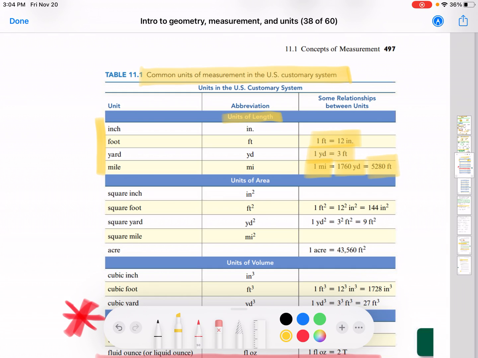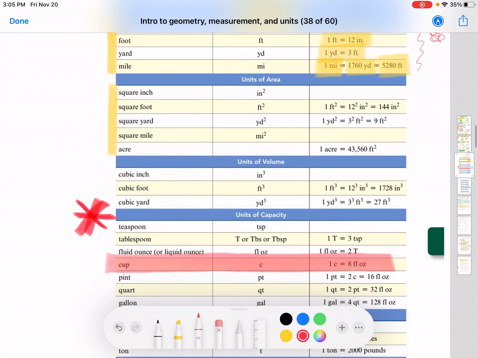And then for area, we have square inches, square feet, square yards, square miles, and an acre, which is considered to be 43,560 square feet. Not anything you need to have memorized, but this information up here is pretty good. And then when it comes to volume, we have cubic inches, cubic feet, cubic yards.